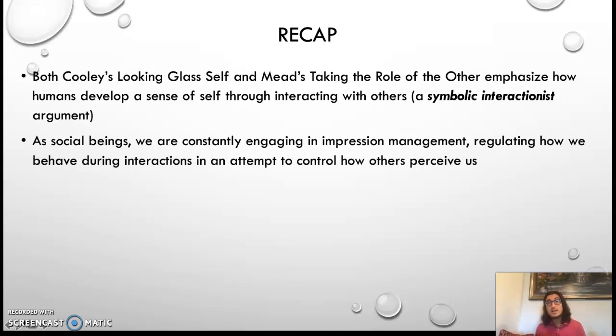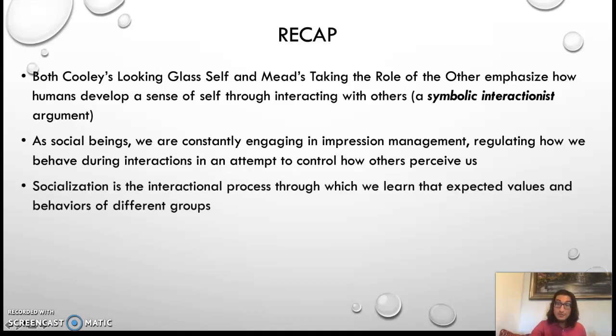As social beings, we are constantly engaging in this practice of impression management, as Goffman says, which regulates how we behave during interactions, which is our attempt to try and control how other people perceive us. So we're constantly trying to negotiate how other people perceive us. More often than not, we want to be viewed favorably in situations, and so we affect the way we appear and the way we interact with others in those different contexts to try and control how other people perceive us.